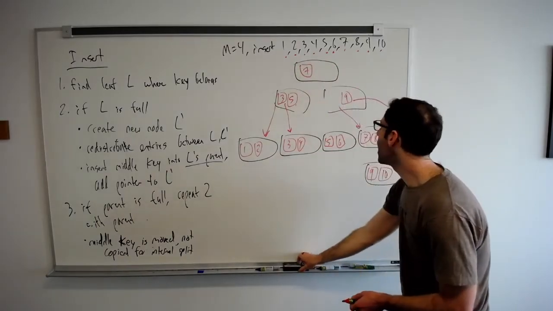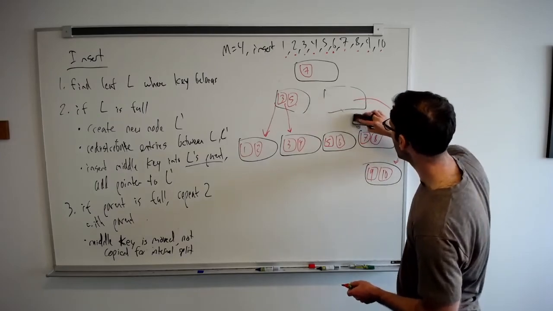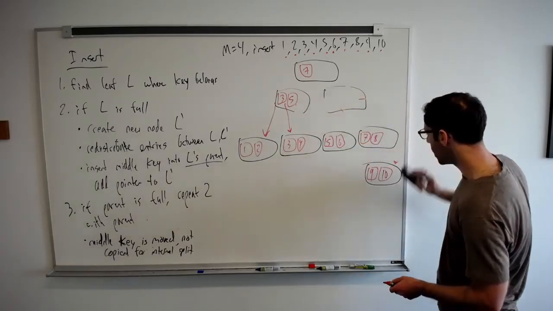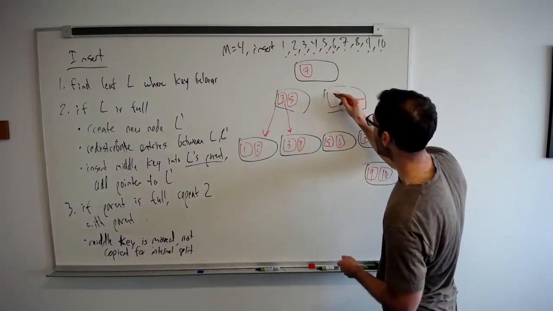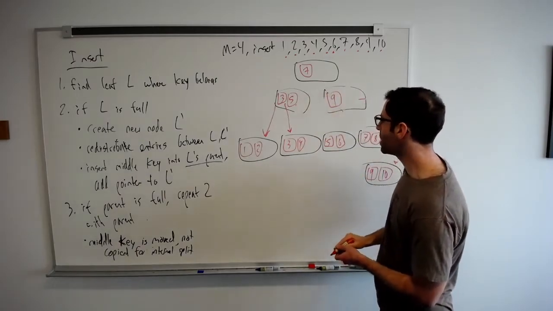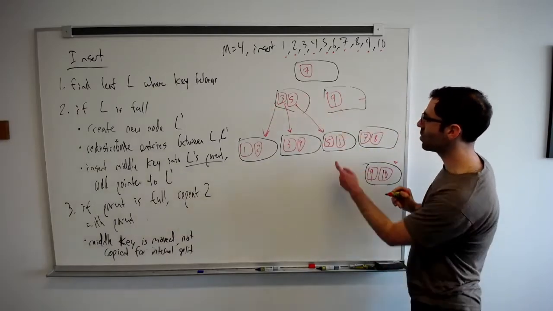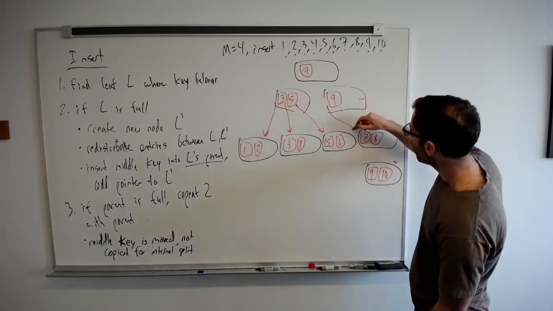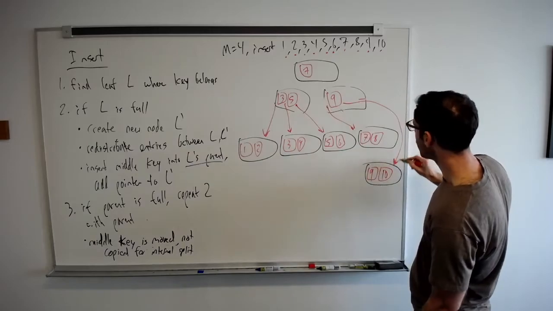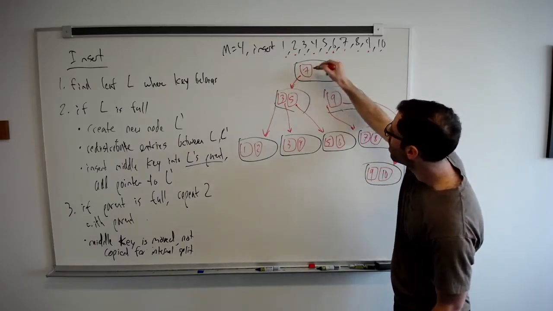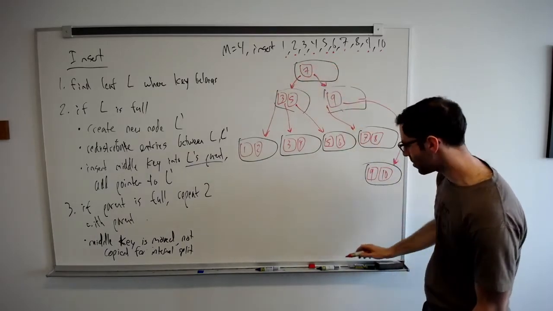7, and our interior node here will just have 9, and this will be the interior node that refers here. This internal node will refer to these two, and we'll see like this.